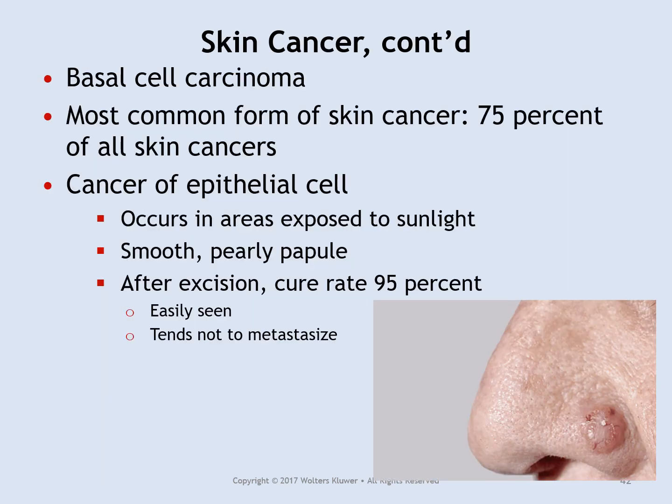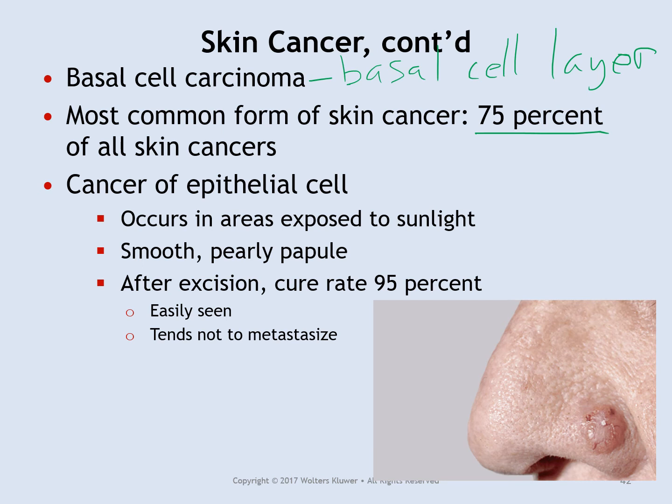All right, first of our skin cancer types is basal cell carcinoma. And this, if you remember, arises from the basal cell layer, or the stratum basale, the very deepest layer of the epidermis. This is the most common form of skin cancer. 75% of all skin cancers are basal cell carcinoma.